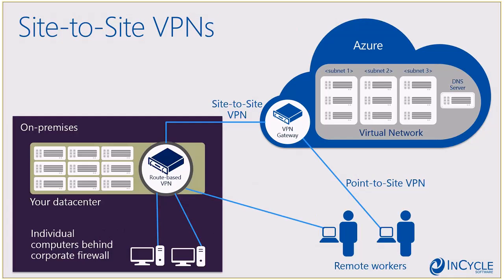Site-to-site VPNs, in this case, all traffic goes through one VPN tunnel. Individuals are not getting multiple virtual connections. So again, I have the same scenario. I have individuals with computers sitting behind my corporate firewall. They all go through my route-based VPN, and that shares one VPN tunnel through a site-to-site VPN to the VPN gateway in Azure and then onto my Azure virtual network.